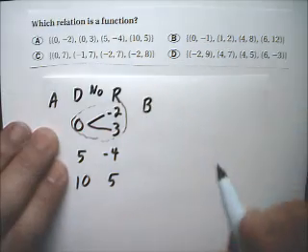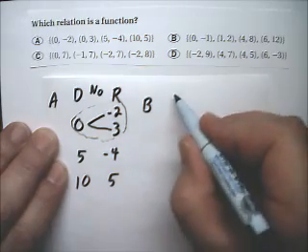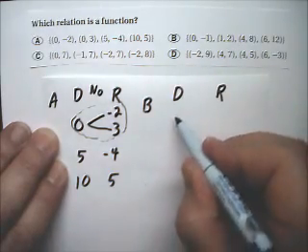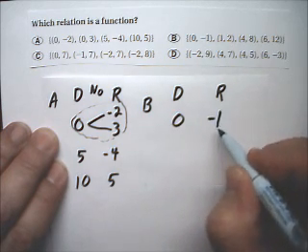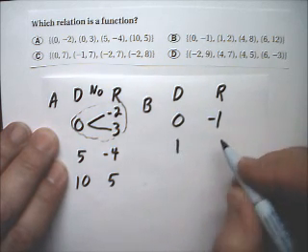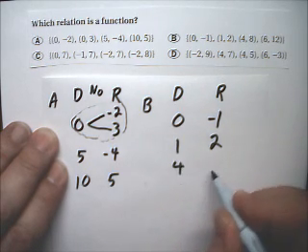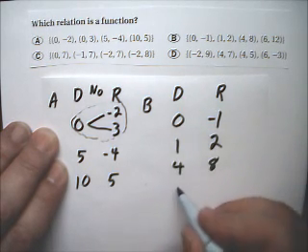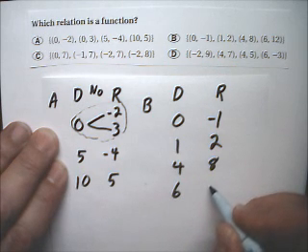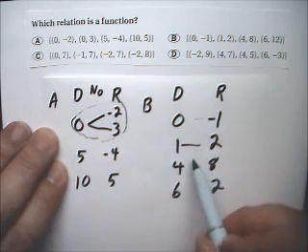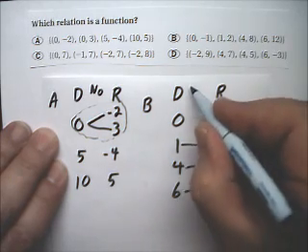Next, choice B, the domain and the range. When the domain is 0, the range is -1. When the domain is 1, the range is 2. When the domain is 4, the range is 8. And lastly, 6, 12. And there's no problem here. This is a function. This is a yes.